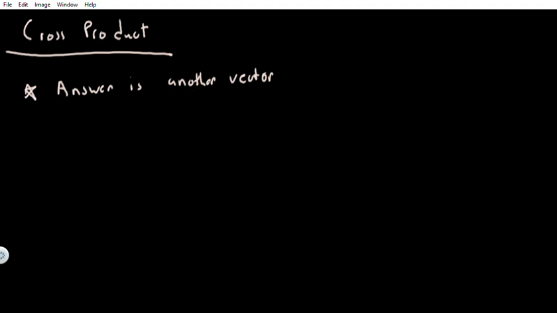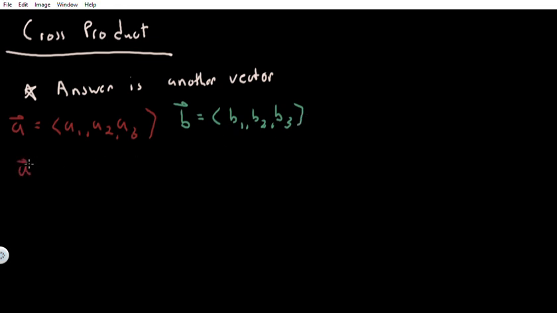But when you take two vectors, so you have the vector A given by A1, A2, A3, and another vector B given by B1, B2, B3, let's say we want to take the cross product of A and B. We would write that as A crossed with B. And what this gives us is another vector. We'll call it vector V. Your answer is a vector quantity. It's literally another directed line segment.